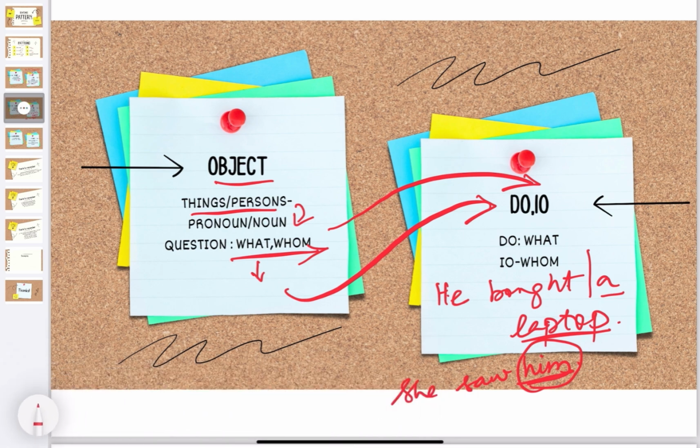So what you should remember is an object will always answer the question what and whom. If it answers the question what, it is a direct object. If it answers the question whom, it is an indirect object. For indirect object, I can give you another example. Ravi gave her a rose. Here, Ravi gave whom a rose? Okay, so it is her. Here her is an indirect object. So try to remember like this.